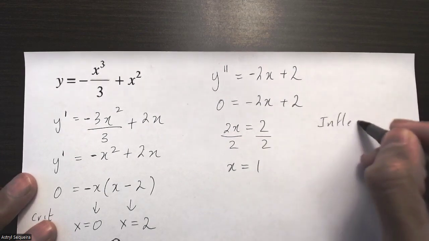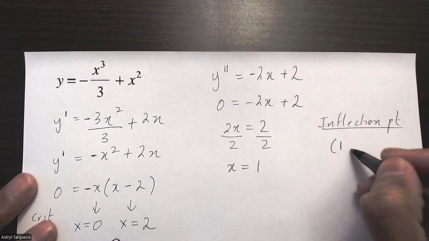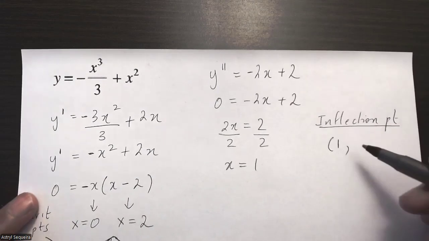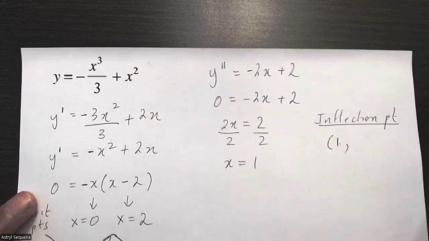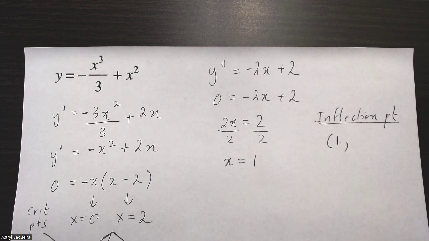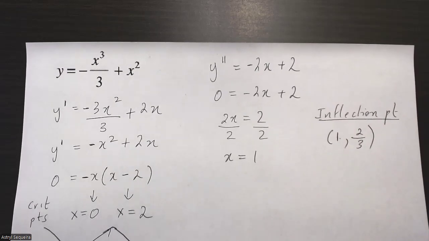So my inflection point, I know that the x value is 1. And then to find the y value, again, I'm going to sub this back into my original equation. Anytime we're finding points, we always use our original equation. If I sub it into my original equation, I will get 2/3 as the y value of the inflection point.